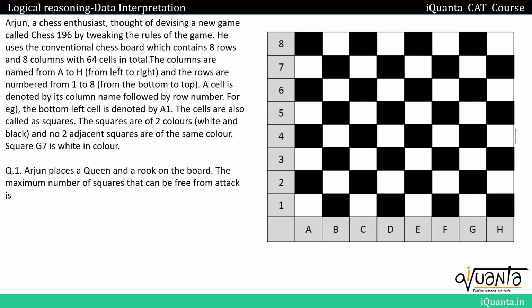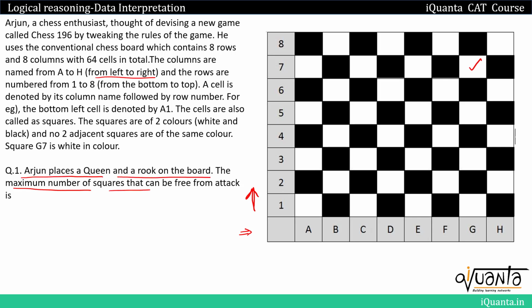We were told that G7 must be white and this is how we were numbering all the cells. The columns were named from A to H from left to right, and the rows are numbered from 1 to 8 from bottom to top. So yes, that is what we have followed. G7 must be white in color, so yes, G7 is white in color over here. So the first question that we have is: Arjun places a queen and a rook on the board.